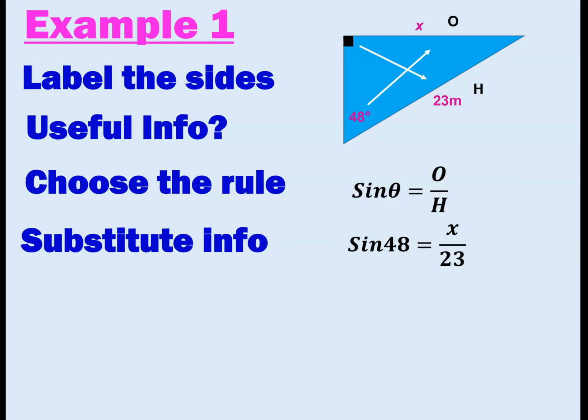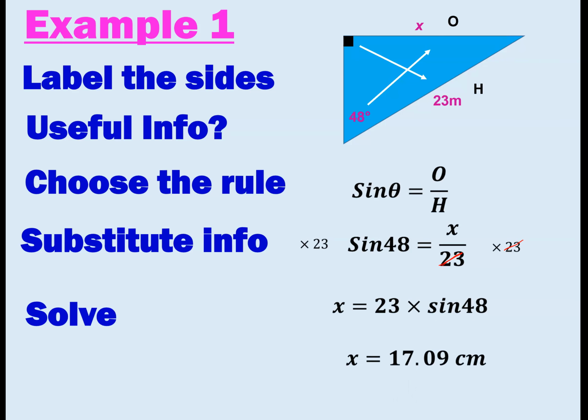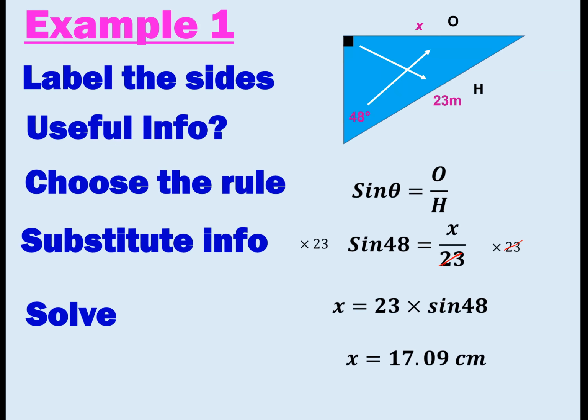And now this becomes algebra to solve. So to get X by itself, to get rid of a divide by 23, we're going to times by 23. So technically you're timesing both sides, and now on this side, this 23 cancels out with that one. That's the whole reason we times by 23. So we're left with X equals 23 times sine 48. So off on your calculator, pop that in, and you should get 17.09. So please just go and check that. So this one, it's when the unknown is upstairs.